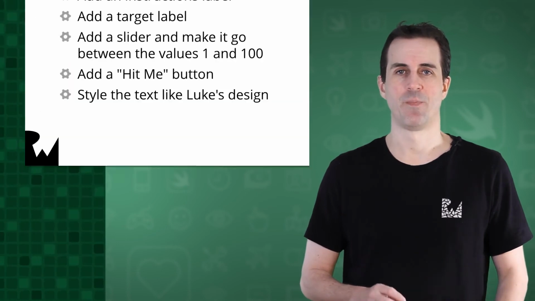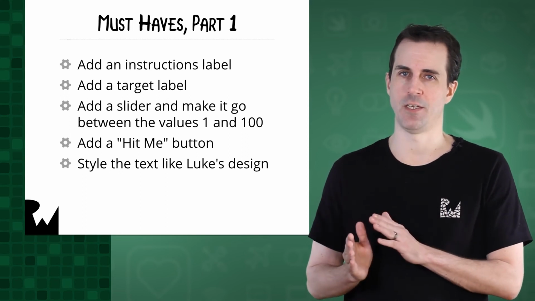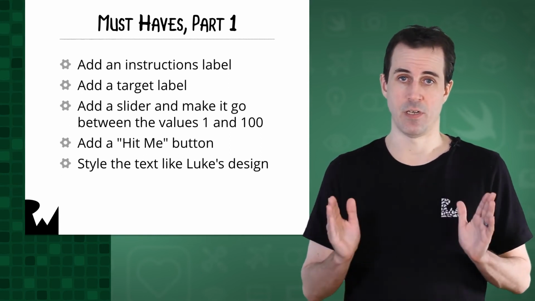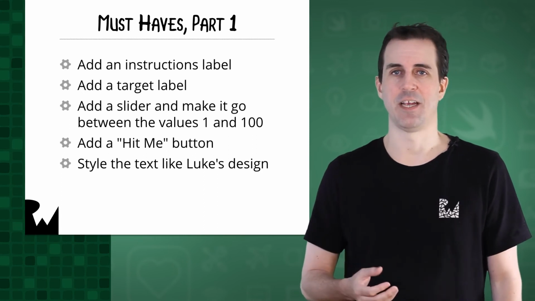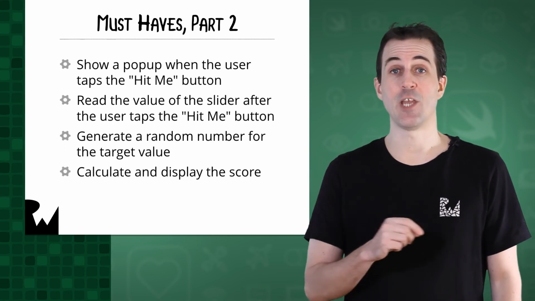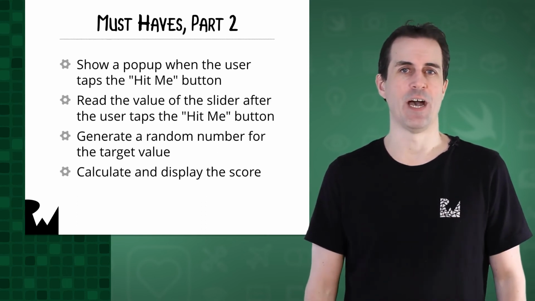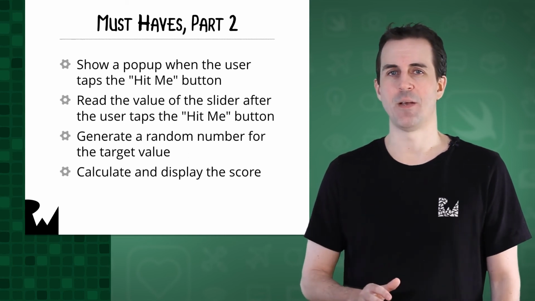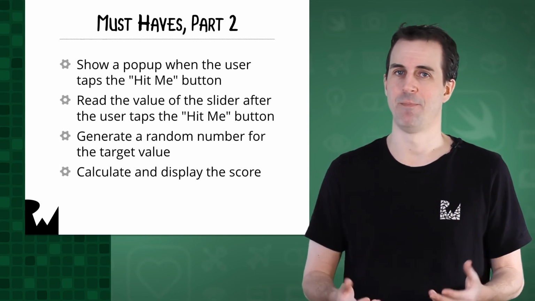This is what I came up with. For the must-haves list, I simply took the gameplay and cut it into very small chunks. Add an instruction label, add a target label, add a slider and make it go between the values 1 and 100, add a hit me button, style the text like Luke's design, show a pop-up when the user taps the hit me button, read the value of the slider after the user taps the hit me button, generate a random number for the target value, calculate and display the score. If we finish the above items, we should have enough for a minimal viable product. It may not be pretty, but at least we can play the game.